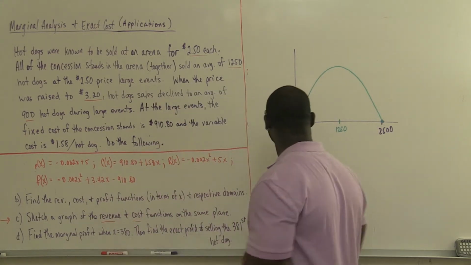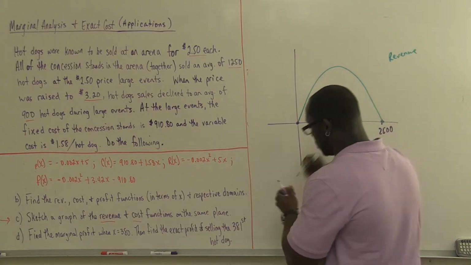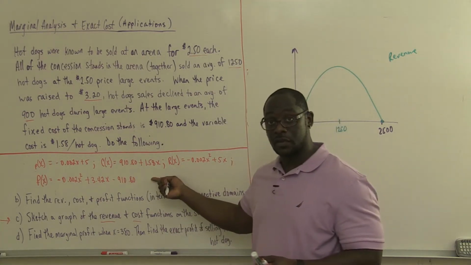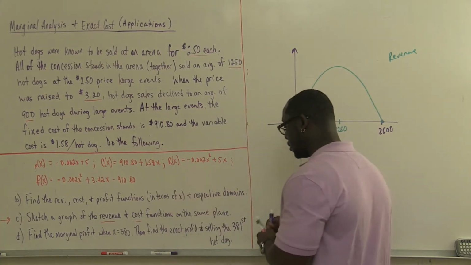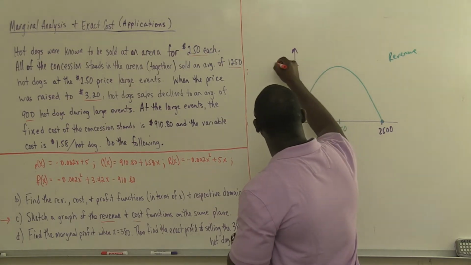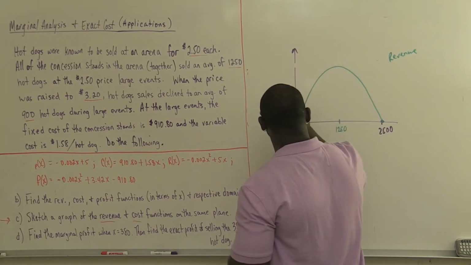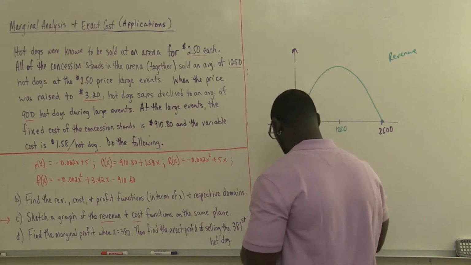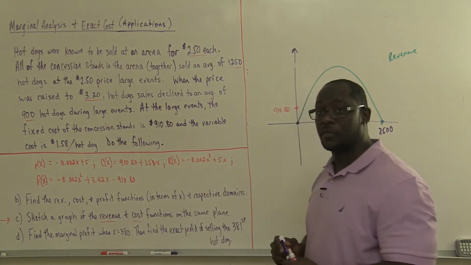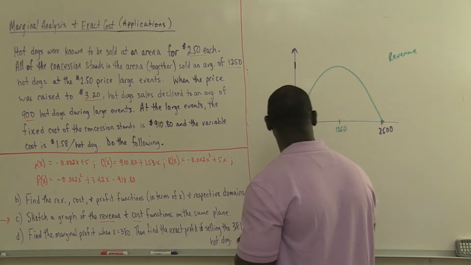And for our cost function, we see that our cost function is linear, starts at a y-intercept. I'll go ahead and put this 910.8. And then from there, of course, it's shooting up at a slope of 1.58. So that would look something like this.